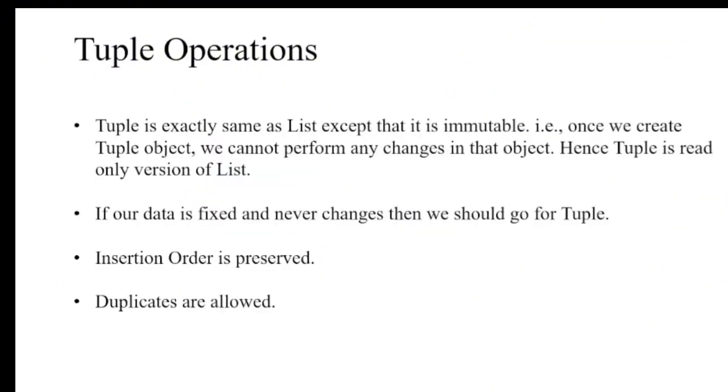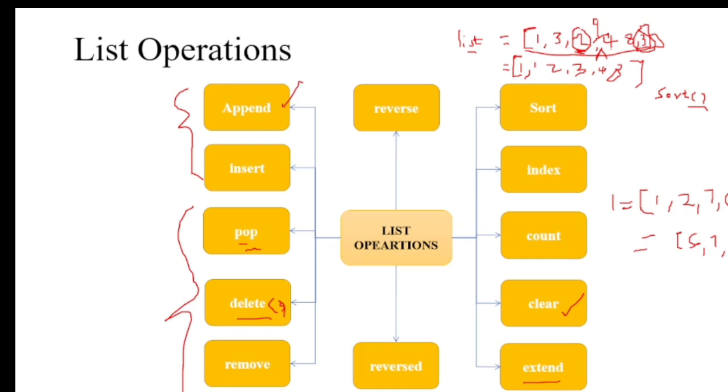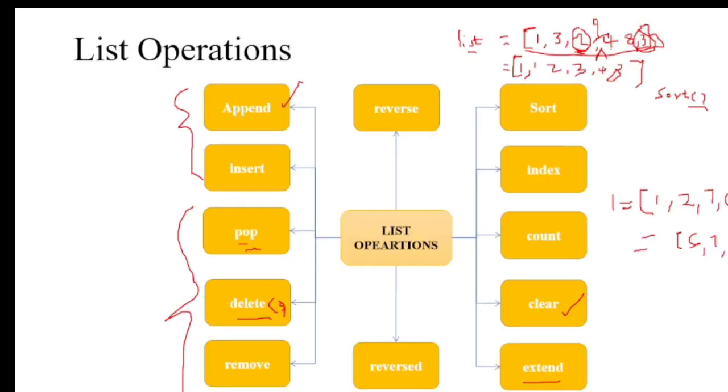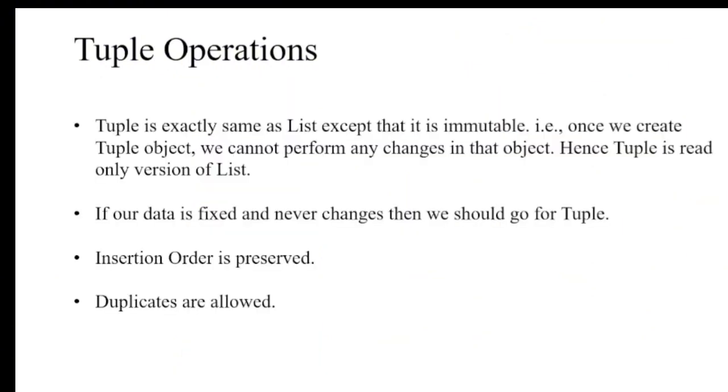And then we have tuple operations. Yeah, so for the list, what you need to understand is lists are mutable, lists allow duplicates, lists can be accessed through the index. Another thing we've said, we can append a value to a list, we can insert, we can pop, delete, remove, reverse, extend, clear, count, index, and sort. Yeah, and then we have tuple operations.